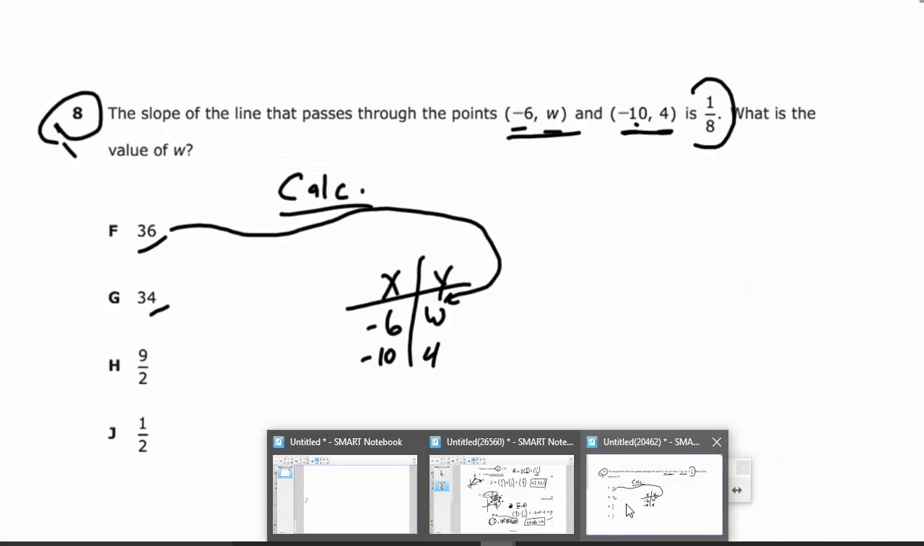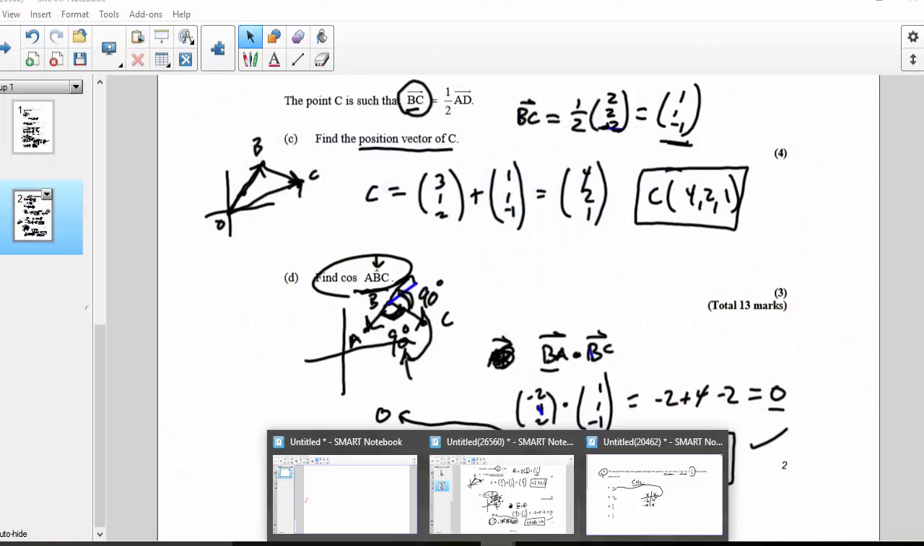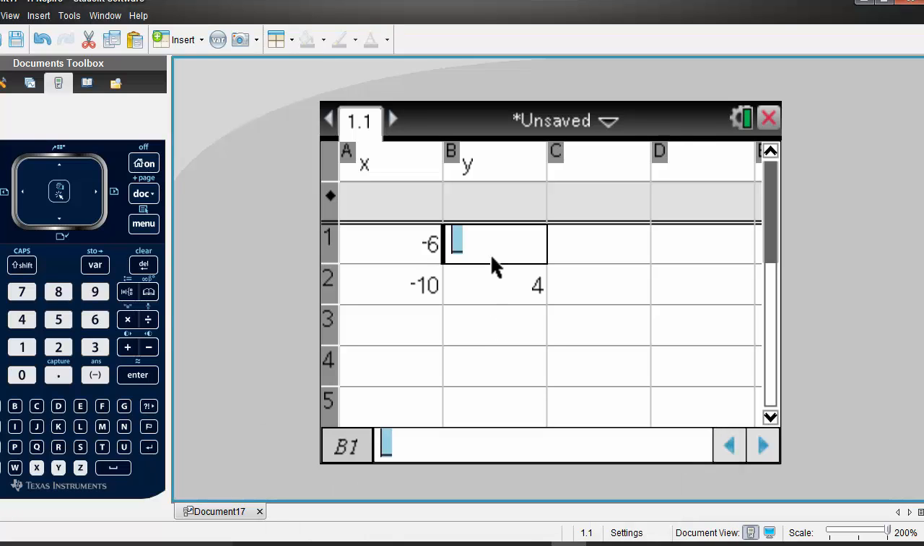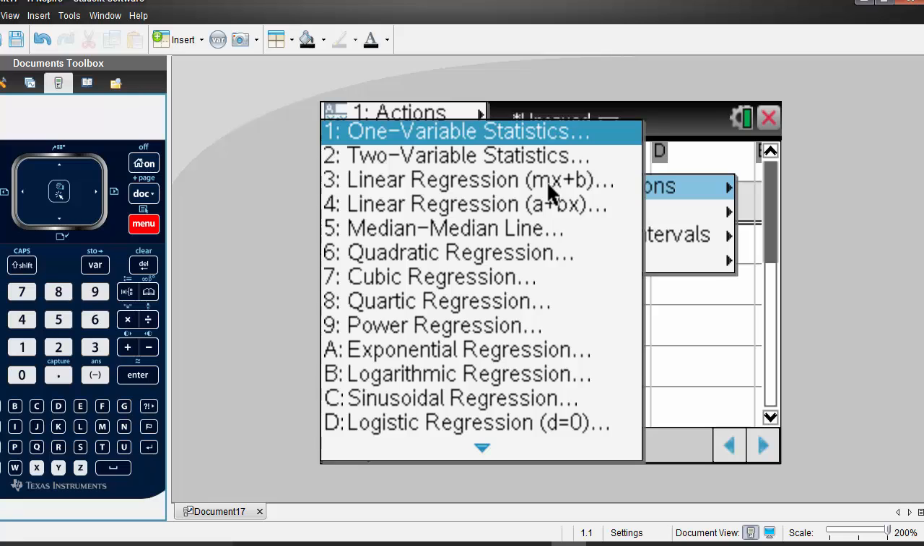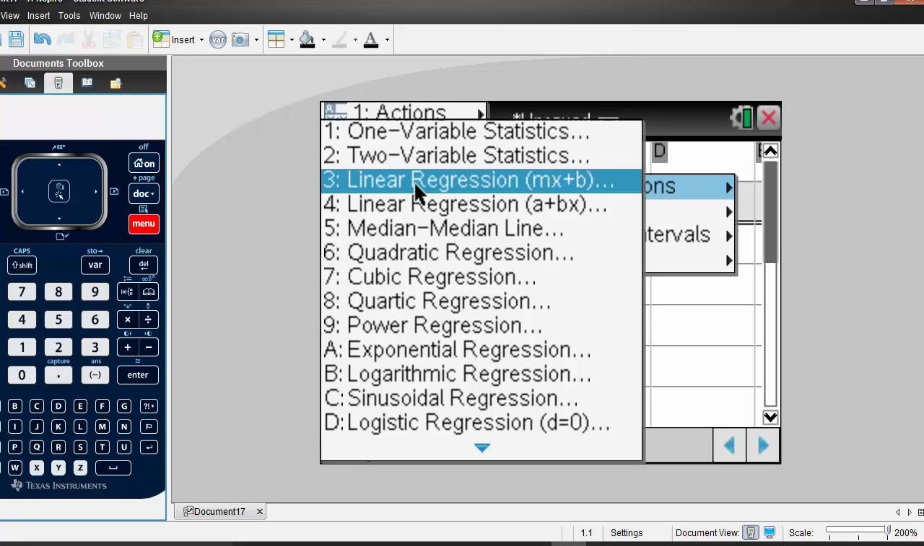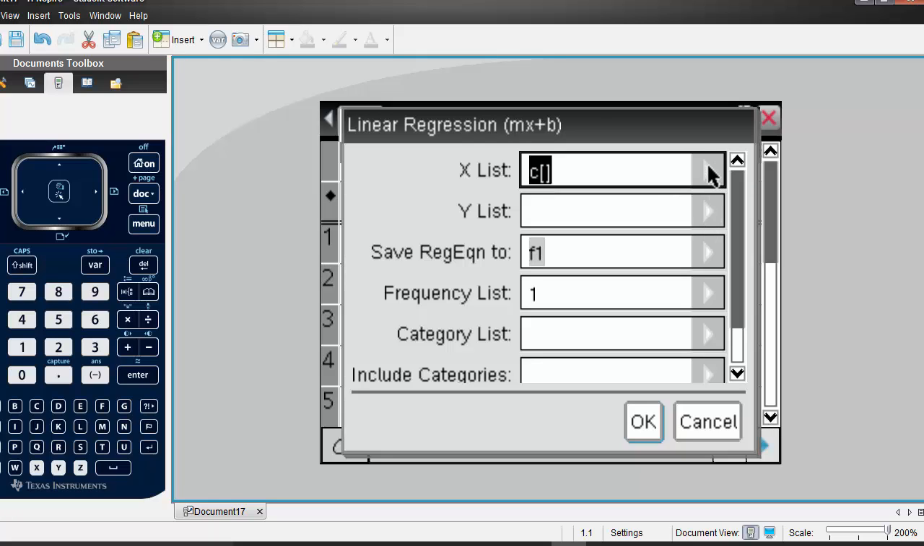So I'm going to go check my first answer here. It says F is 36. So I'm going to substitute 36 into this table. This is going to be my W value for the time being. And then I'm going to create the equation of this line using the calculator. And then I'm going to check the slope of this equation it creates, and hopefully it's going to be 1/8, which is what I want it to be. So I'm going to go to Menu, Statistics, Stat Calculations, and you're looking for linear regression, mx plus b right here.